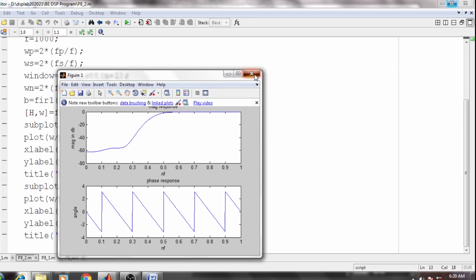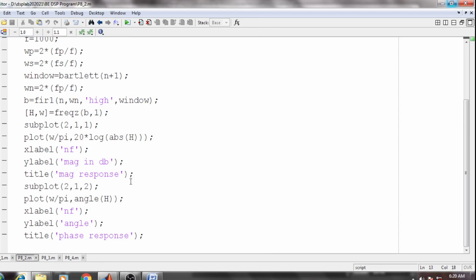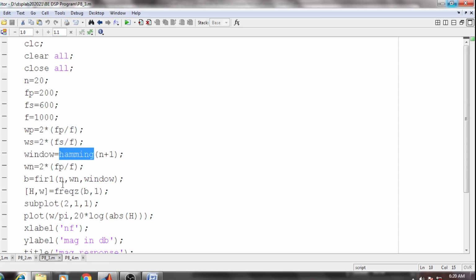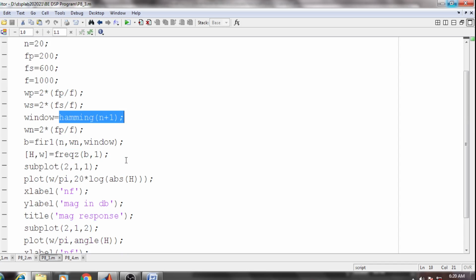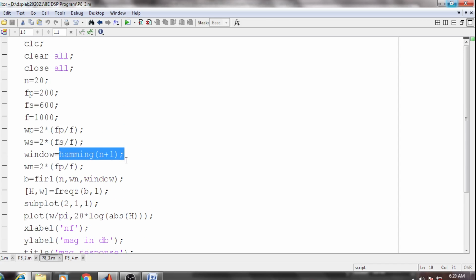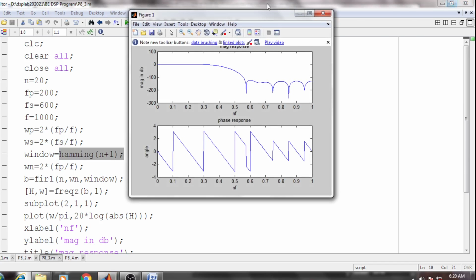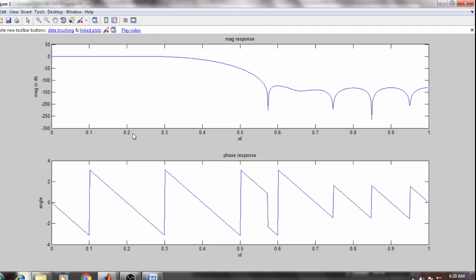So I am closing this graph. Now I am switching over to the third one. In the third one, again the only change is that instead of Bartlett, here the Hamming window is declared, and the rest of the things are as they are. There is no huge change. Just I run the experiment, and you will see how the graph looks.